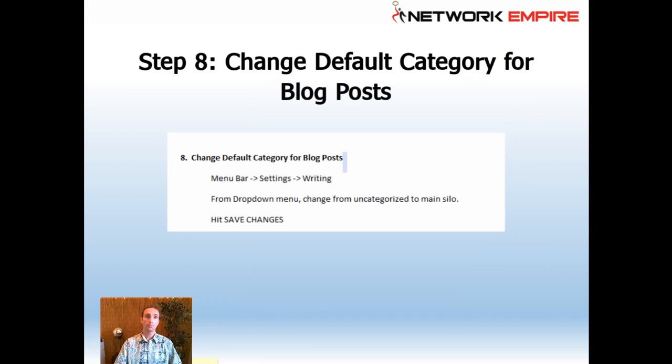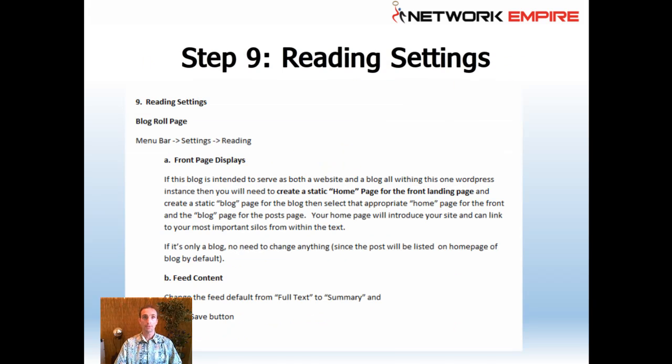Change default category for blog posts. That's pretty straightforward. Menu settings, writing, from the drop-down menu change from uncategorized to main silo. Hit save changes. Step 9, reading settings. Blog role page. Menu bar, settings, reading. Front page display is what you're going to want to focus on here.